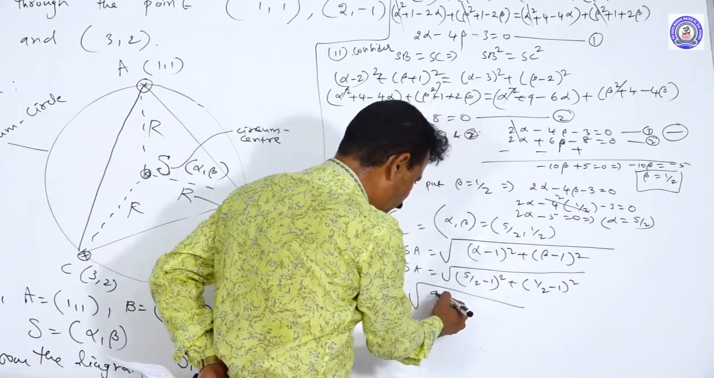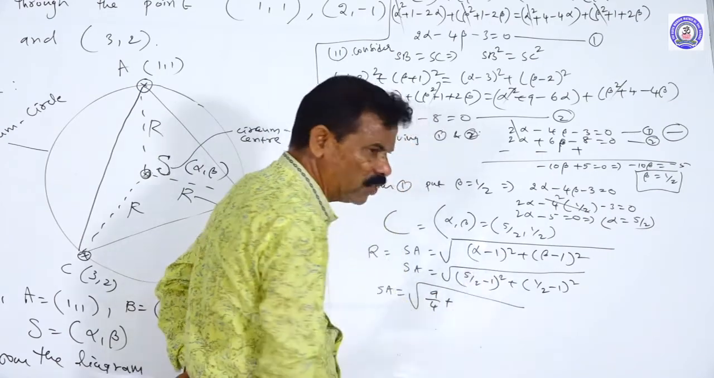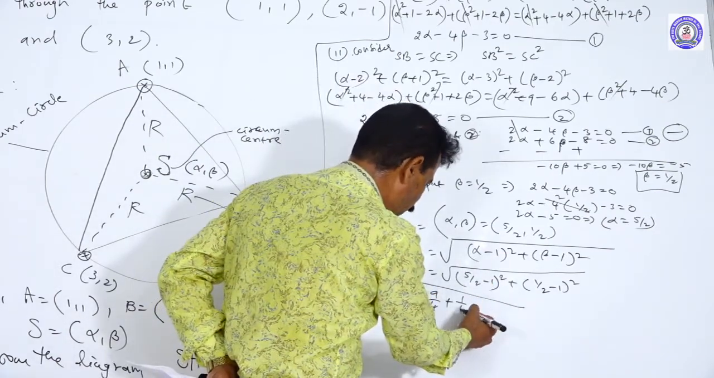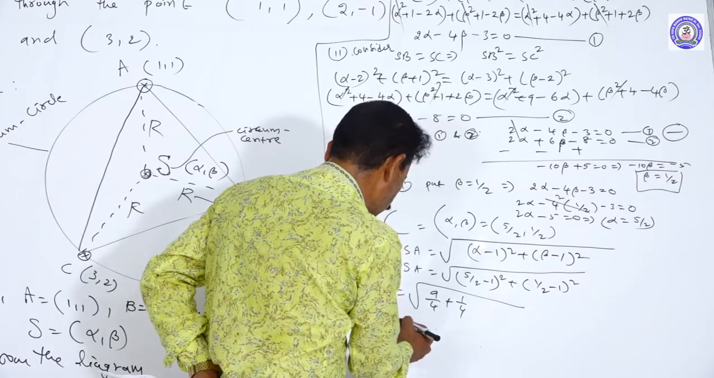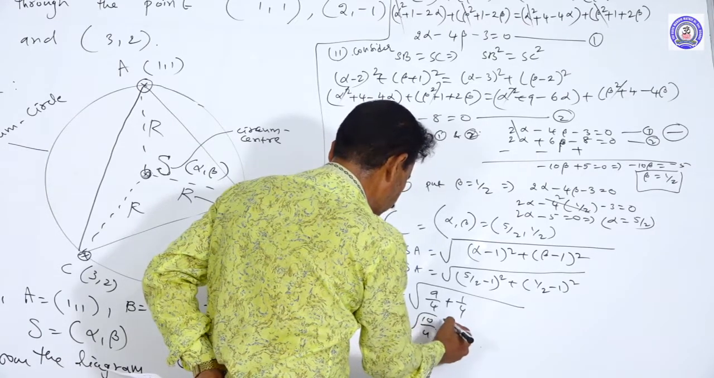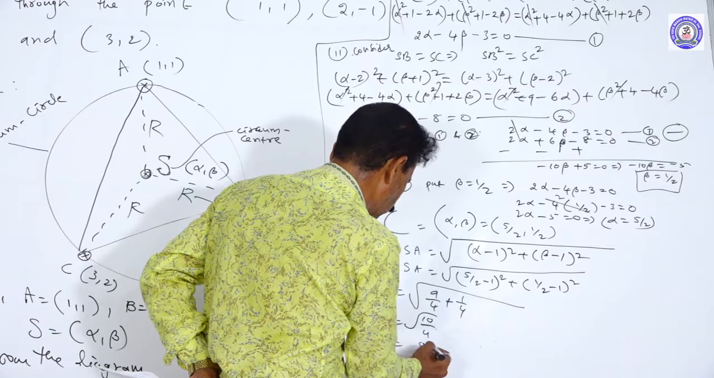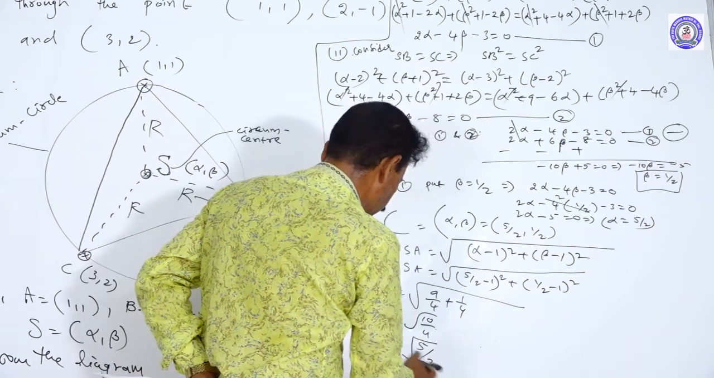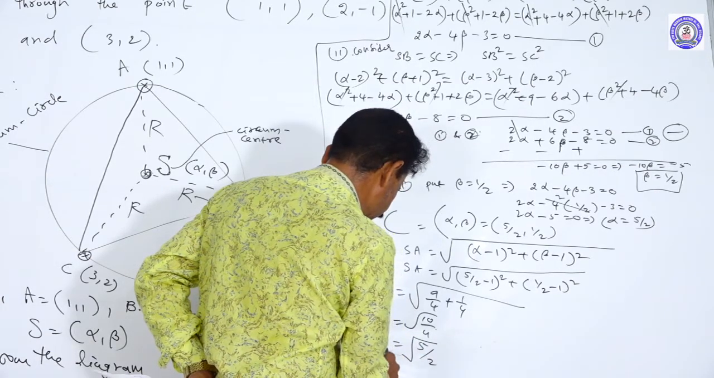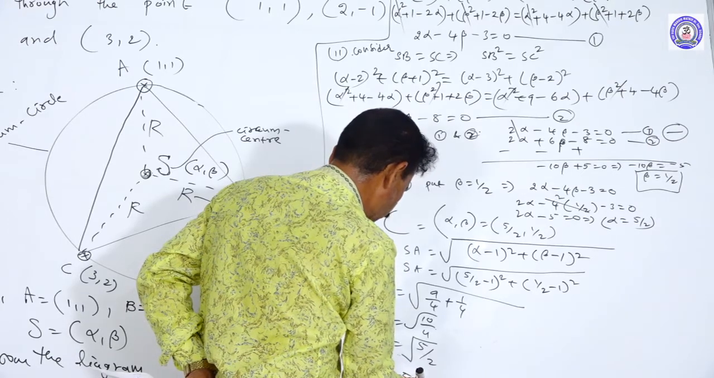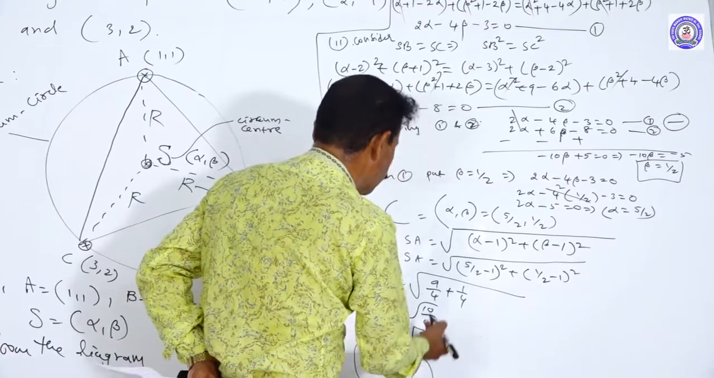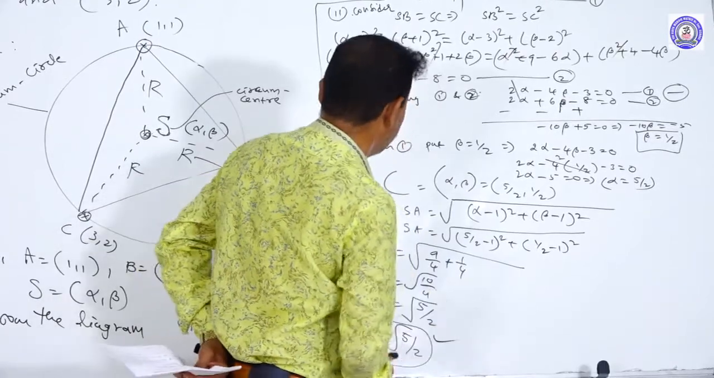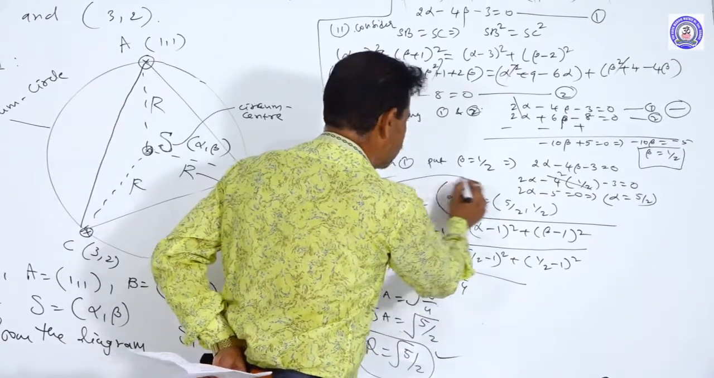3 by 2 whole square is 9 by 4, plus 1 by 2 minus 1, minus 1 by 2 whole square, is 1 by 4. So this is root of 10 by 4. It is equal to SA is equal to root 5 by 2. So this is the radius, root 5 by 2. So here the radius and here the center.